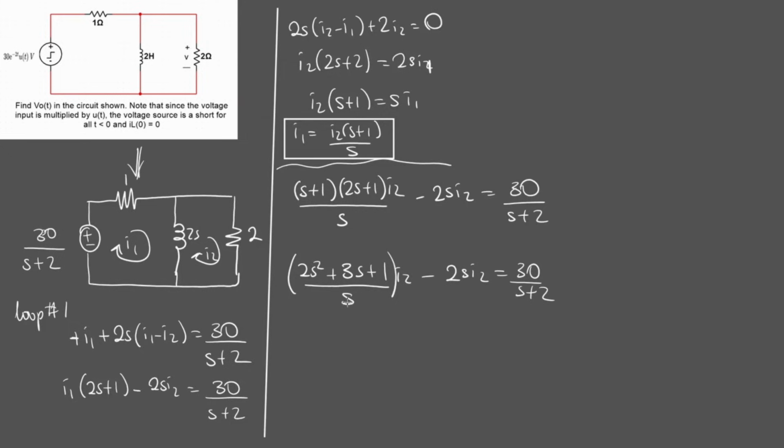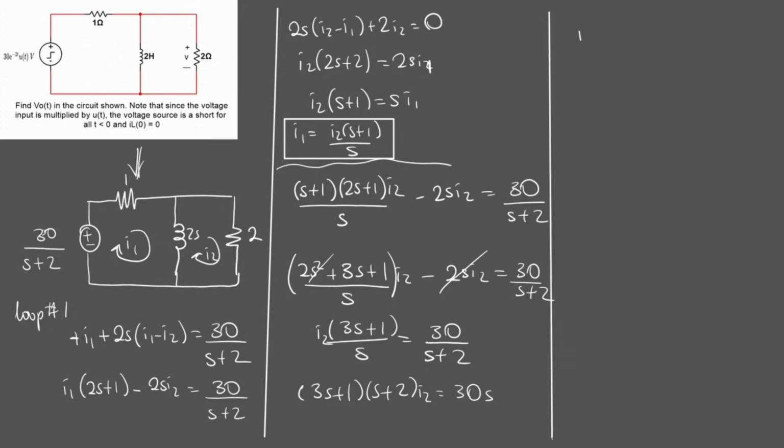If you divide this by this, it's going to be 2s I2, so we can lose this term. We end up with 3s plus 1 all over s is going to be 30 over s plus 2. Cross multiply: I2 times 3s plus 1 times s plus 2 is going to equal 30s. Make I2 the subject of the formula.